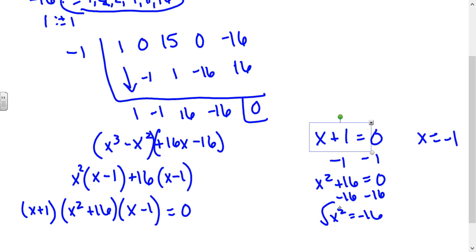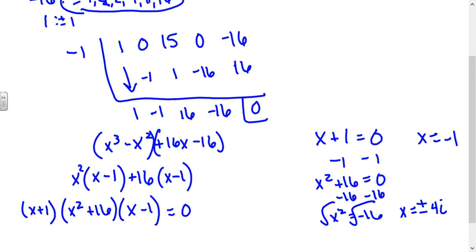And then I would have to take the square root. Well, what's the square root of a negative number? I can't really do that, but I can use the imaginary number i. So technically, x could be equal to positive or negative 4i. Because the square root of 16 is 4, and since it's negative, we have to use the imaginary number i.